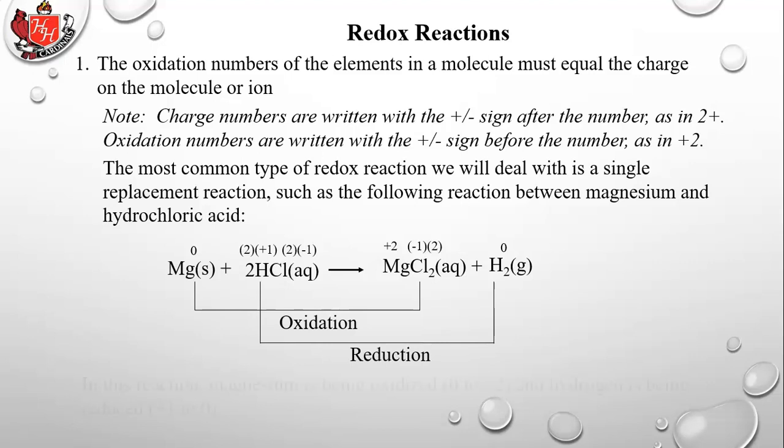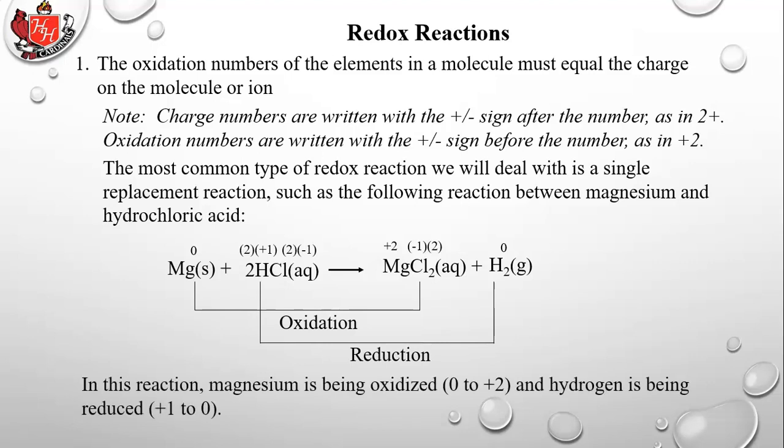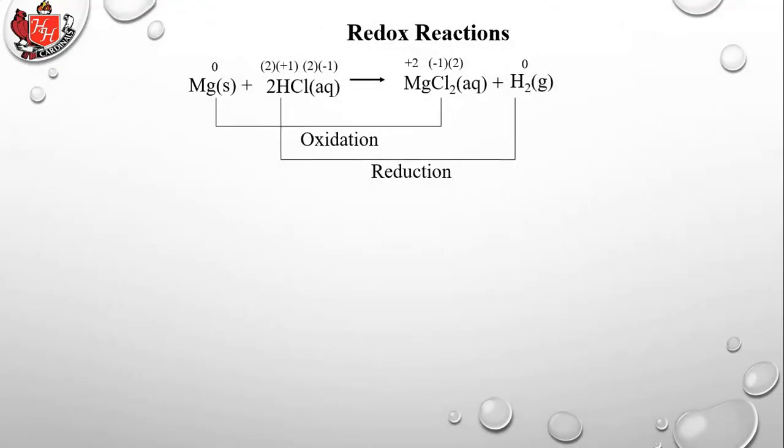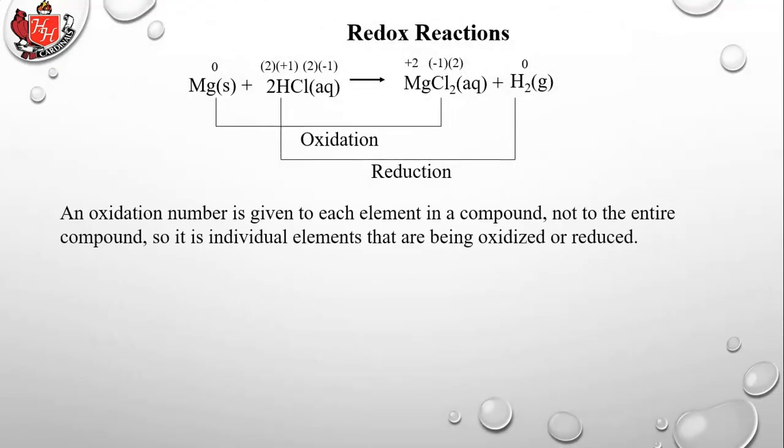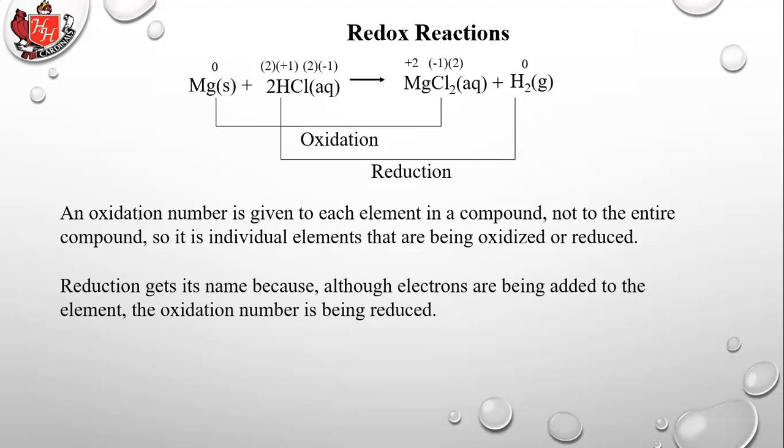You don't have multiple oxidations and reductions within the same reaction, at least not in this class. So in this reaction, magnesium is being oxidized from 0 to +2, and hydrogen is being reduced from +1 down to 0. So reduction refers to the value of the oxidation number. An oxidation number is given to each element in a compound, not to the entire compound. So it is individual elements that are being oxidized or reduced.